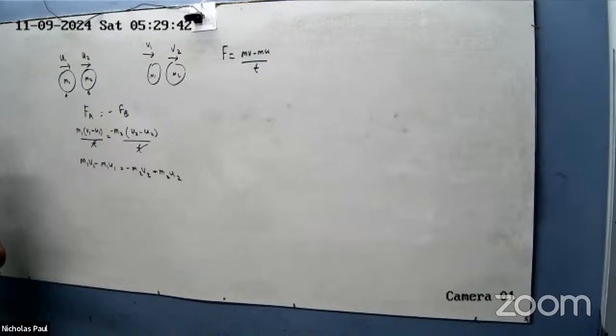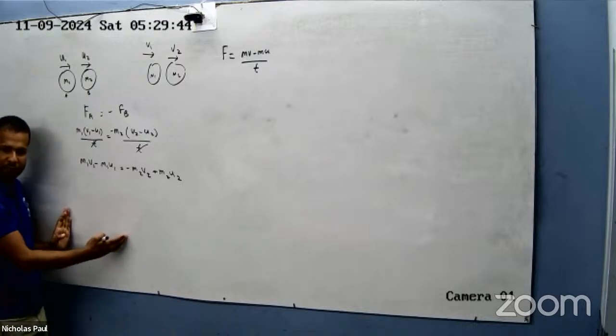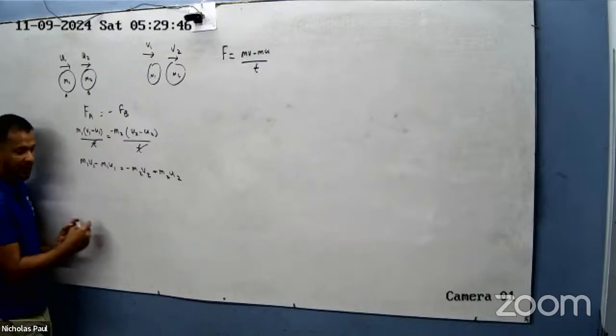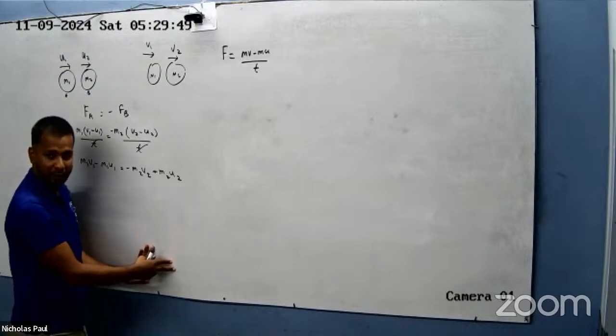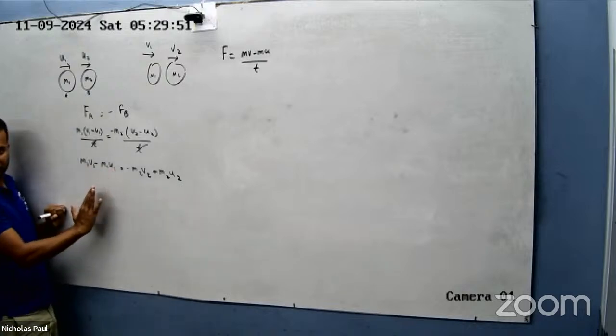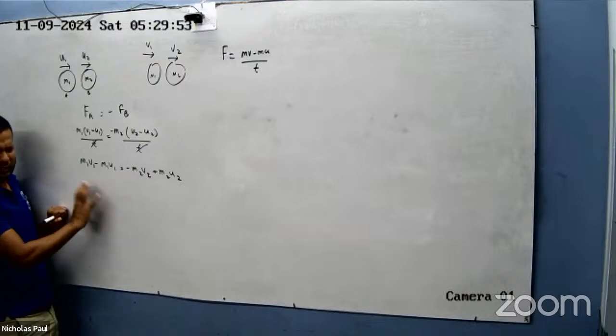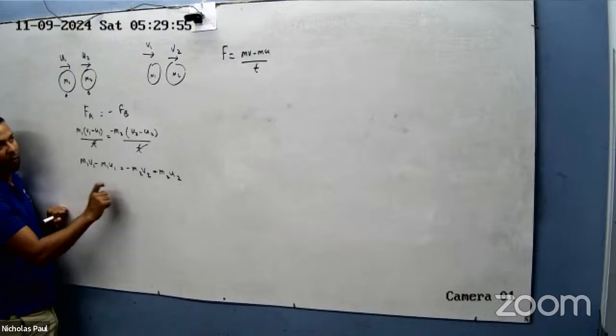Remember, we're trying to show that the total momentum before these objects collide equals the total momentum after, right? We do have that here. That's not this, but there's something simple we can do that would allow us to come up with that relationship.